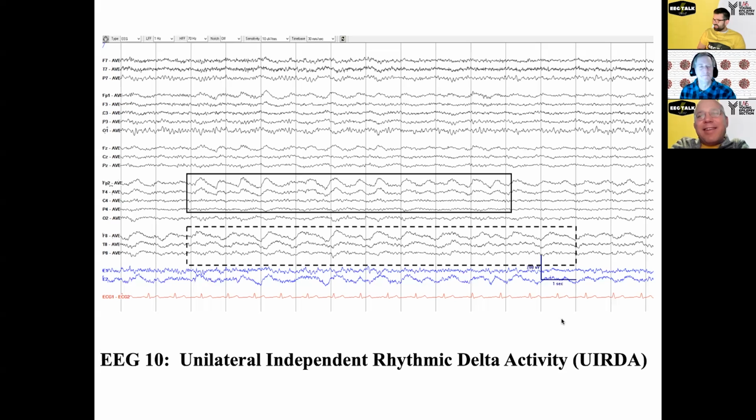And you could have plus F and S, right? It's possible. You can indeed. So you could have some sharps mixed in here and fast activity. If they're time locked to the RDA pattern itself, then they'd both be there, so it would be plus FS.